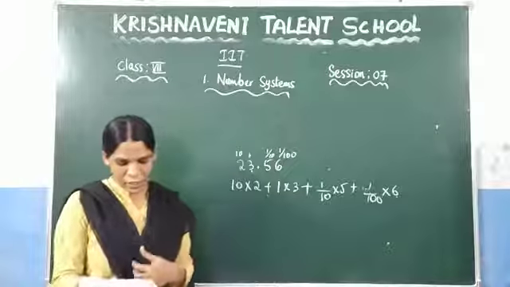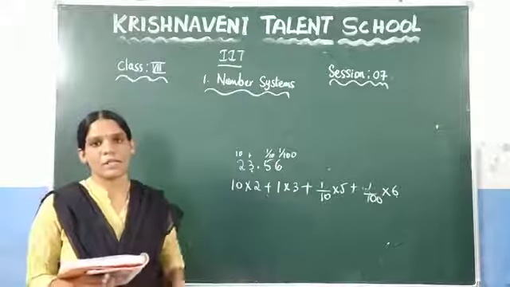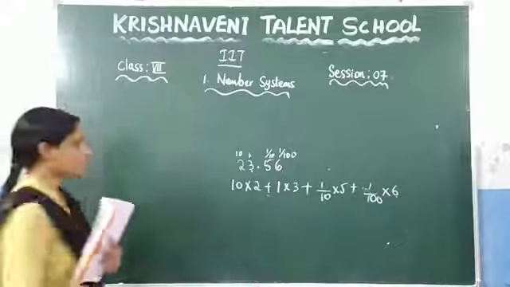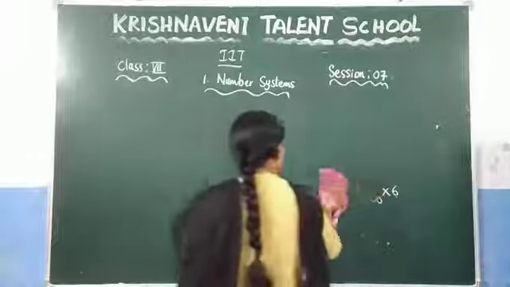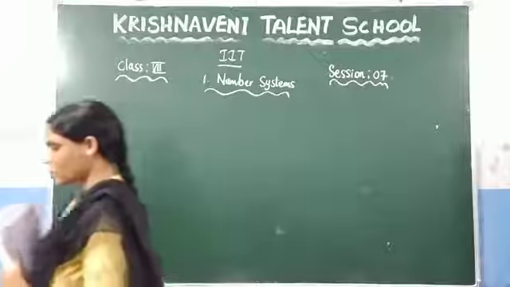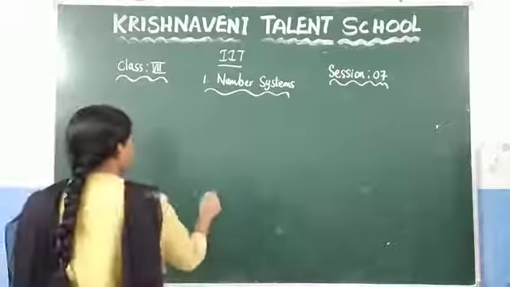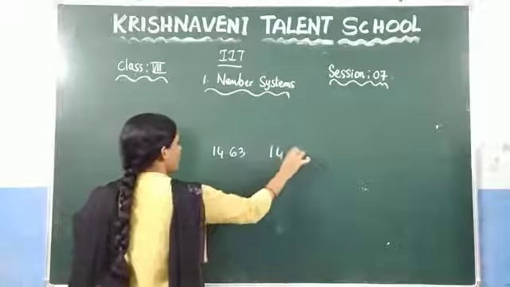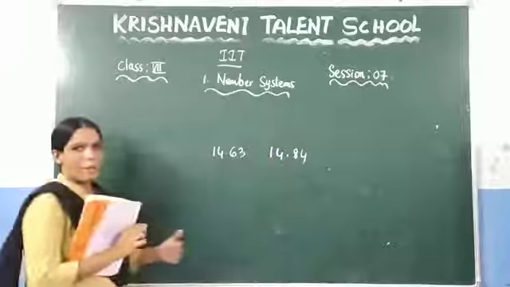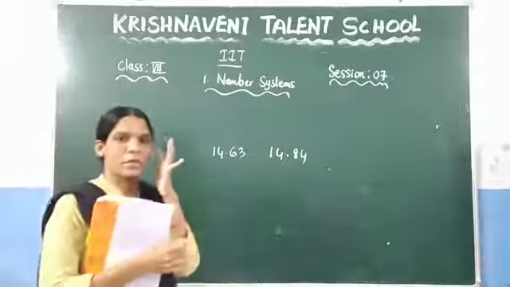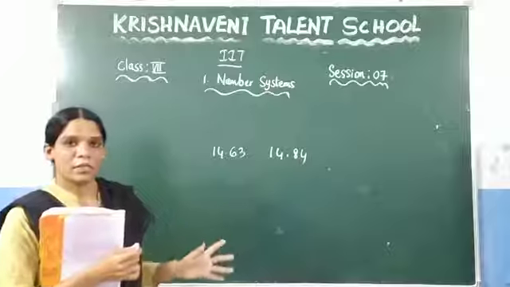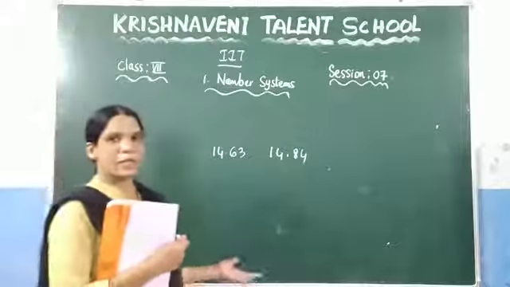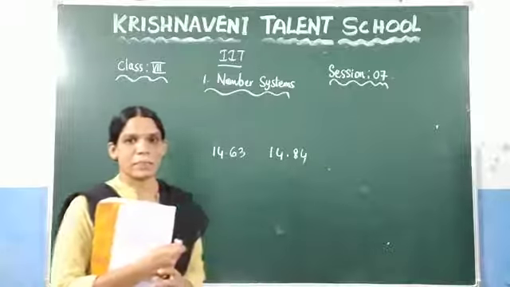Now see here, the next one they have given is the comparison of decimal numbers. How do you compare two decimal numbers? Consider some numbers, 14.63 and 14.84. If you want to compare these numbers, comparison is nothing but you need to say which number is greater or which number is smaller, whether they are equal, greater or less. This is nothing but the comparison.